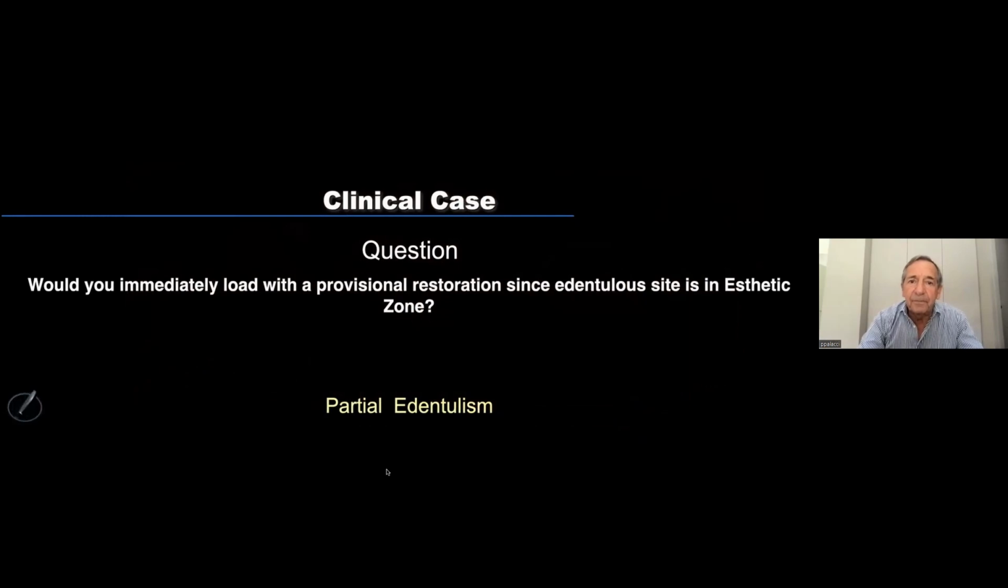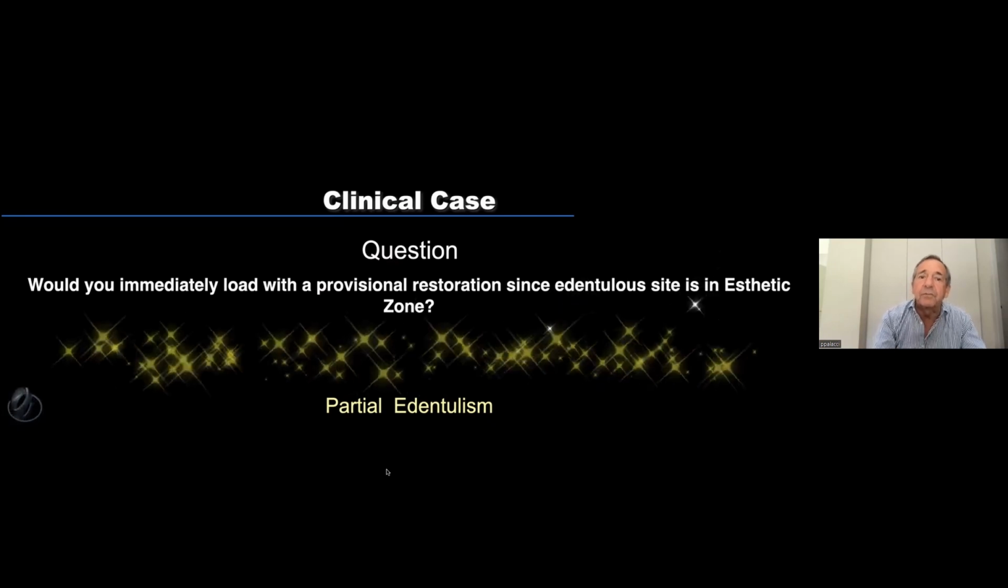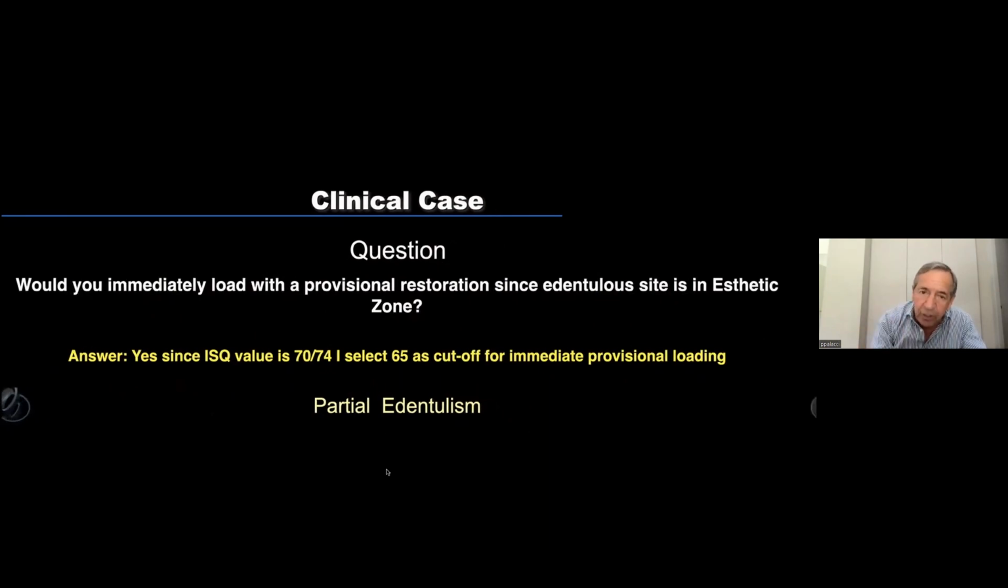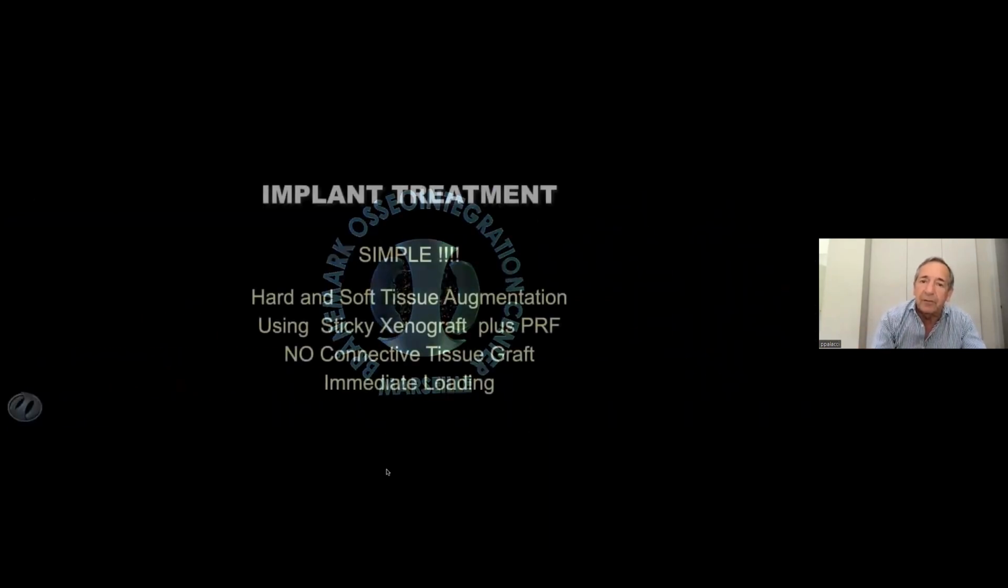So, question is, would you immediately load with a provisional restoration since edentulous site is in aesthetic zone? In partial edentulism, answer is yes. The value is between 70 and 74. And even if we had 65 for one implant, but now we are on the safe side, I can really do immediate loading and everything will be okay.